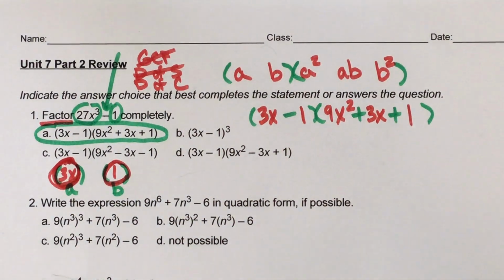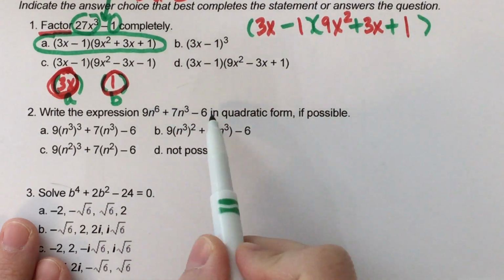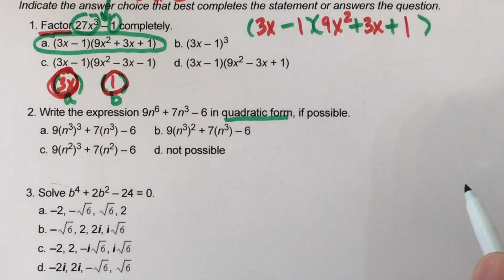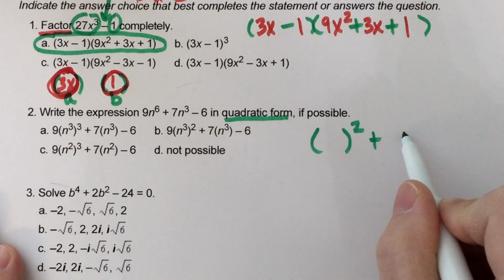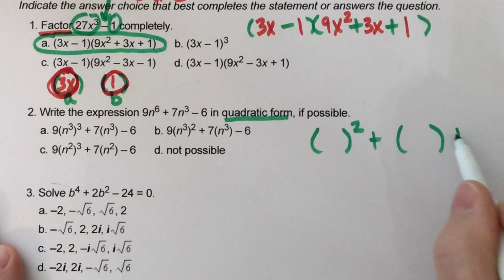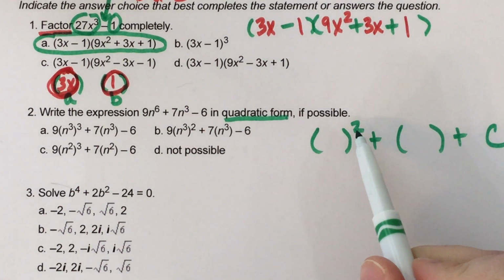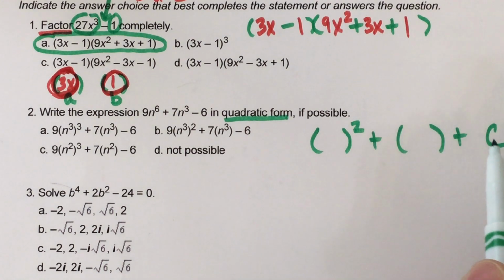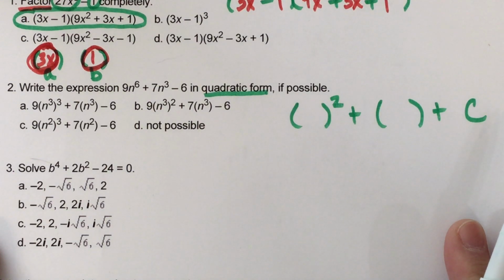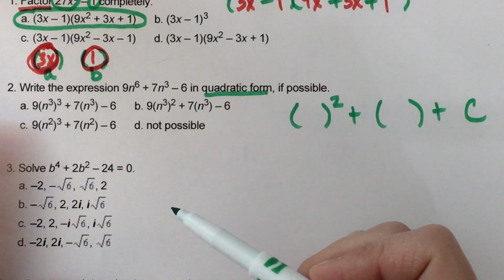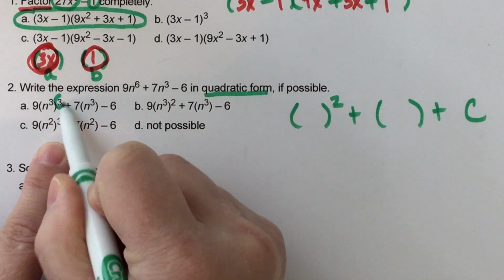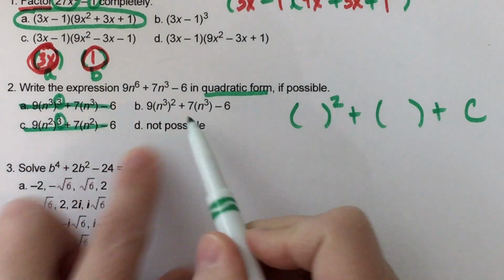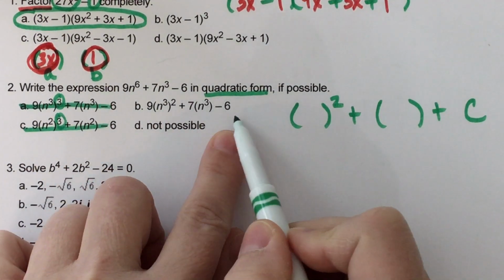Okay, next one is asking us to write this in quadratic form. Well, quadratic form is when you have something squared, then you don't have anything else, and then you have a constant. So we want something squared, then no exponent, and then a constant. If I look over here to see who follows that pattern, the only one is B. Not possible could possibly be an answer, but these are not squareds. These need to be squareds, so those are out. This has a squared, then it has nothing, then it has the constant.